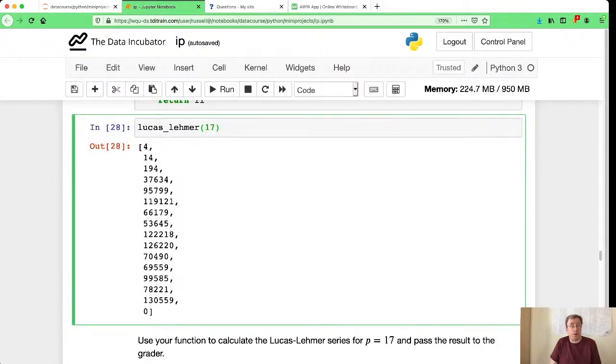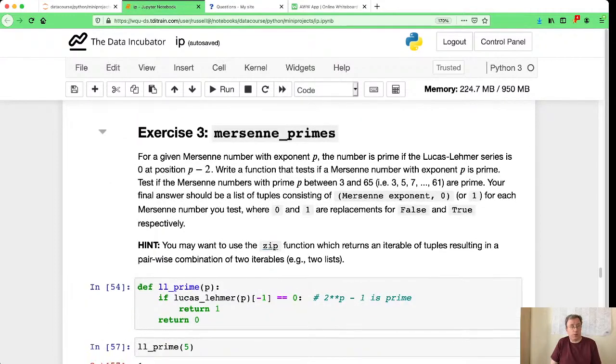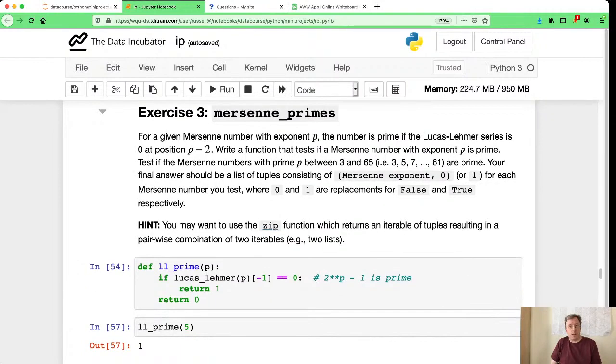Essentially the idea is, if this sequence ends in 0, then the corresponding Mersenne number, so 2 to the power 17 minus 1, is a prime number. And that's what we're trying to do in question 3, right? We know how to compute this Lucas-Lehmer series.